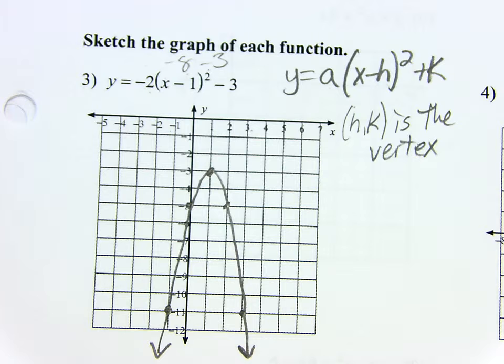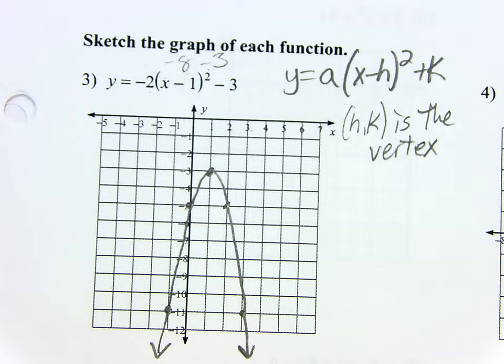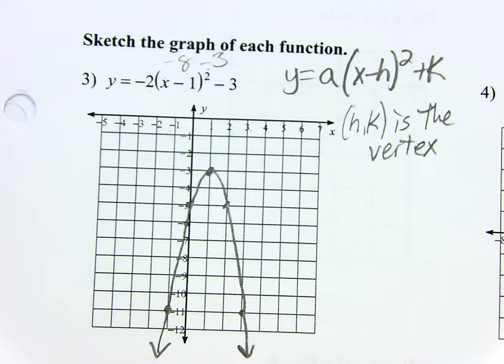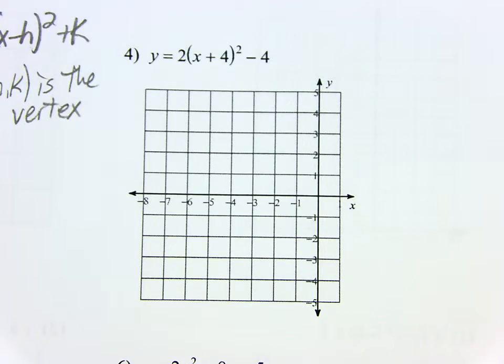Yeah? So, vertex form, like I said, because you've seen it before, you did it with absolute value. It's just that a is a little bit different because it's not really a slope, but it does kind of help you get to the first point at least. So, go ahead and try 4. See if you can graph 4 without me telling you how to do it. 4 is another one in vertex form.